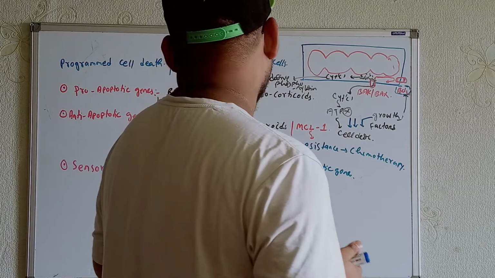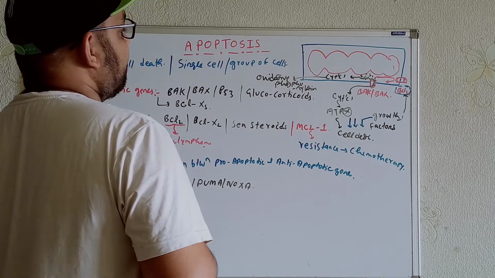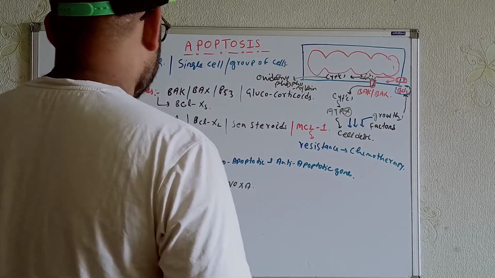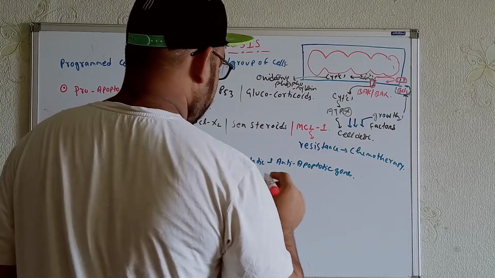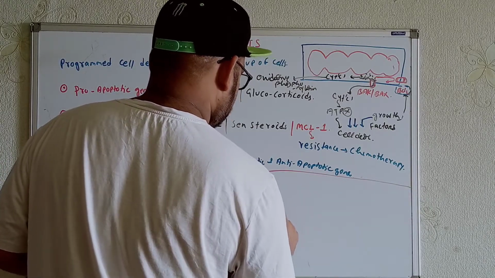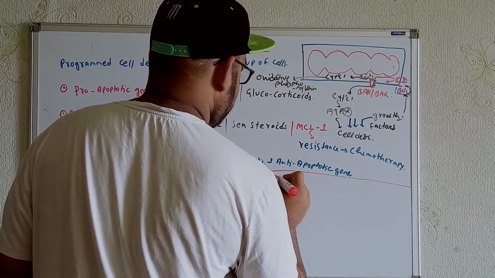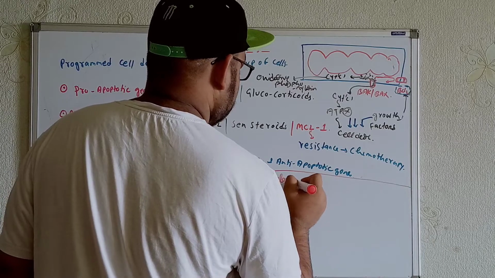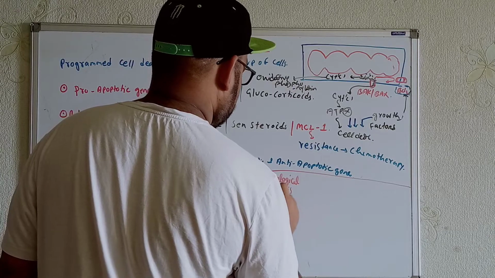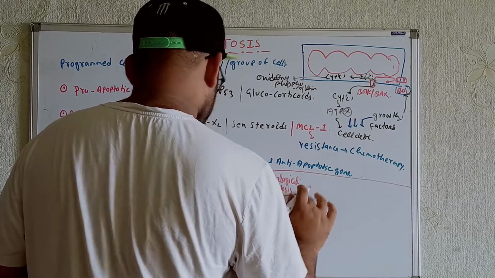Okay. Now I'll talk about the types of apoptosis. That means the apoptosis can be physiological or it can be pathological. So if I write it over here, that's the physiological apoptosis. Now where can we see the physiological apoptosis? The first thing is in terms of the embryological aspects.